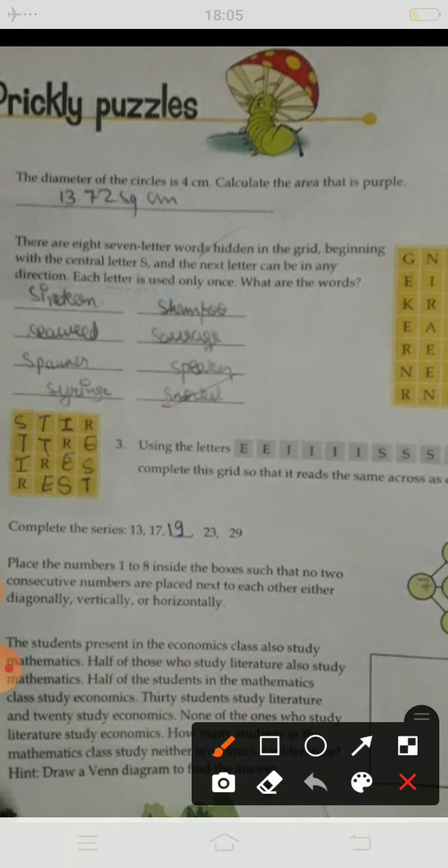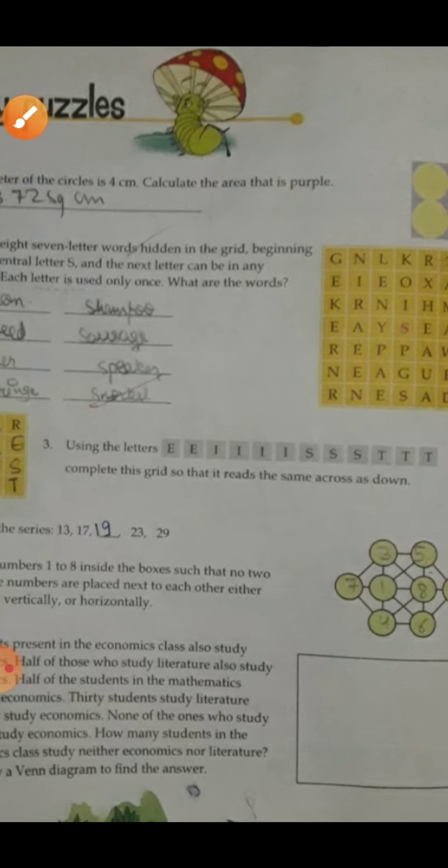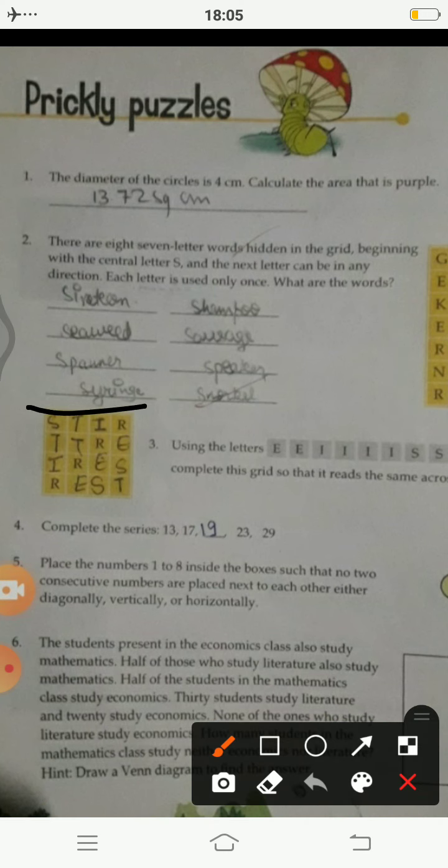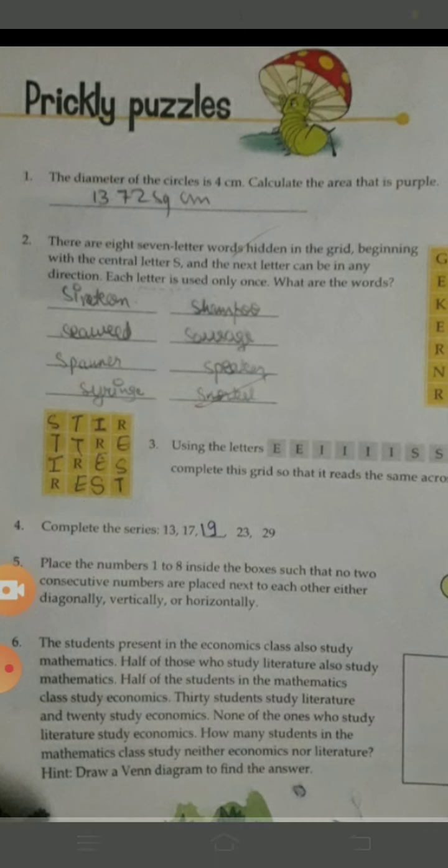Next question is, using the letters that are given in this series, we need to complete this grid so that it reads the same across as down. That means if we read it column wise as well as row wise, the word is the same, STIR, stir, and so on. Similarly, we have the same words on this side also. So column wise and row wise it should read the same.